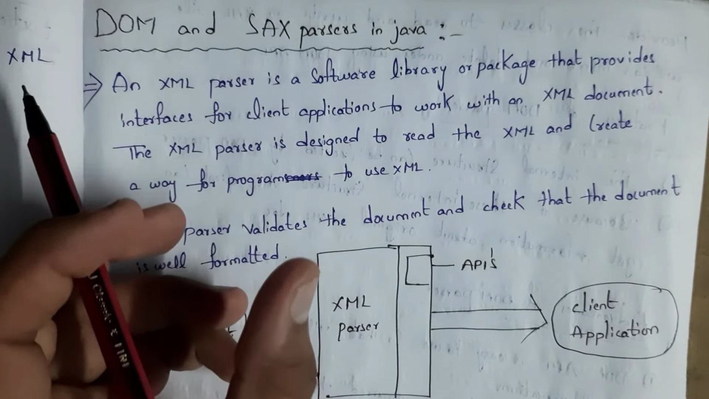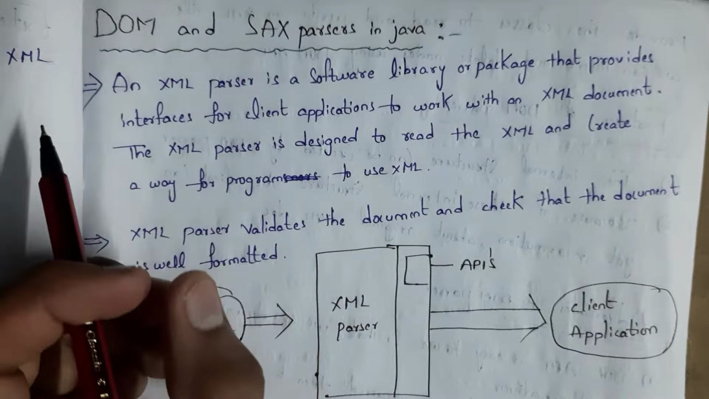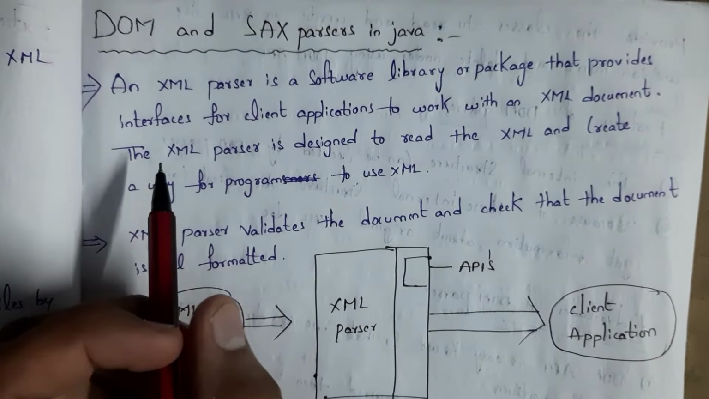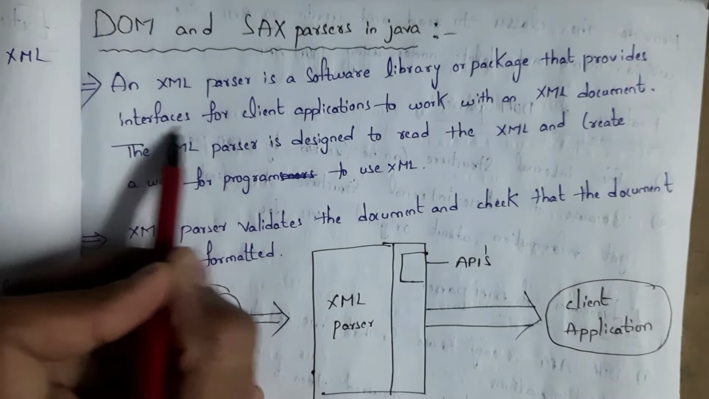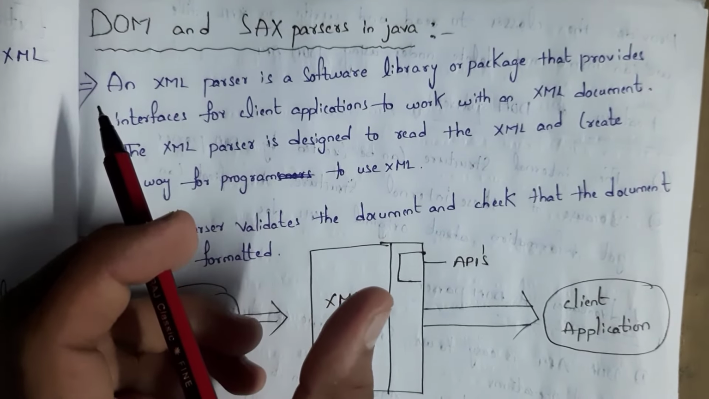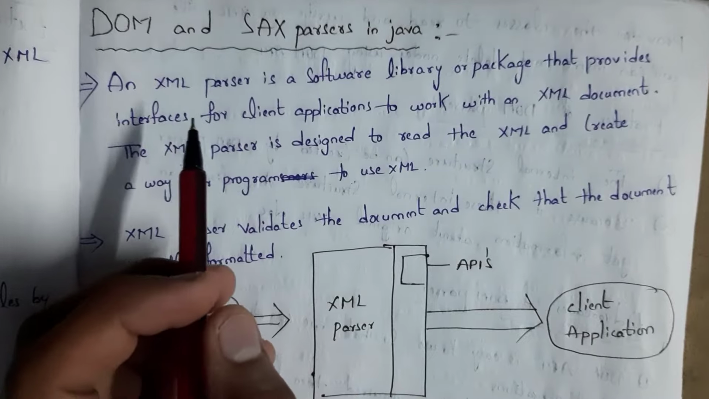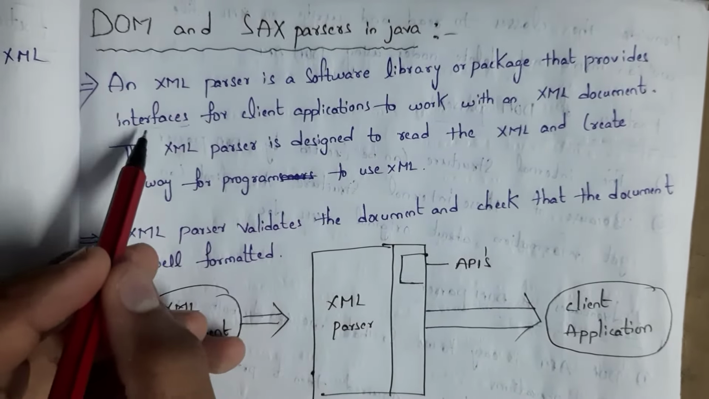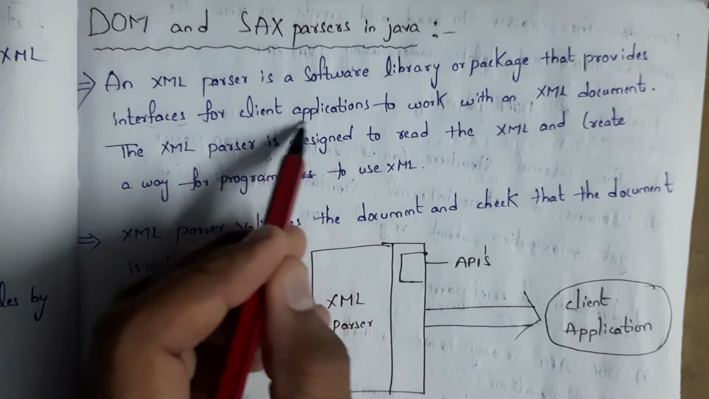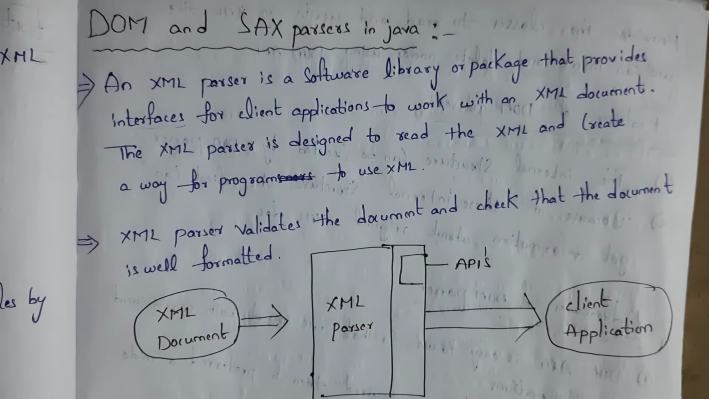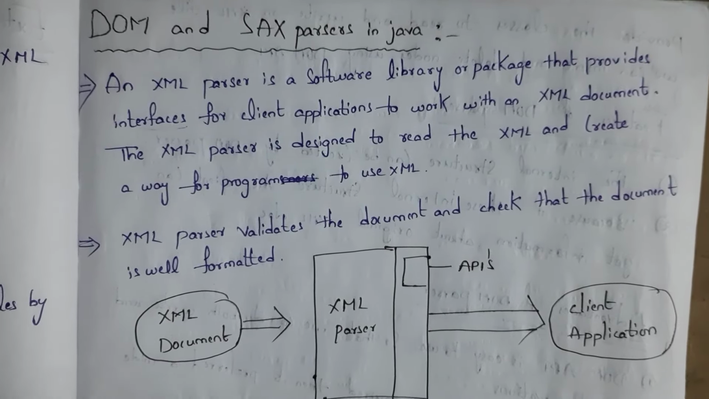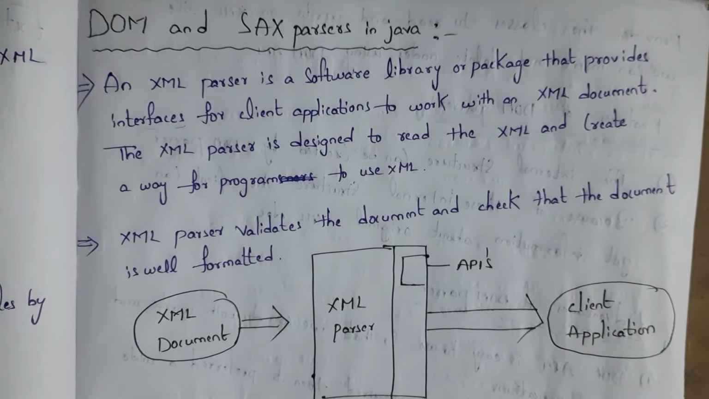An XML parser is nothing but a software library. We also call it software packages. The main use of this XML parser is that it provides an interface. In order to work with an XML document, we need an interface. This XML parser provides the interface for a client application to work with an XML document. If the client wants to work with an XML document, he needs one interface. This interface is provided by the XML parser.